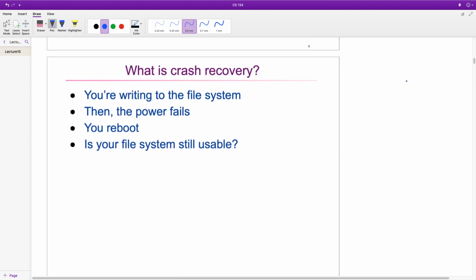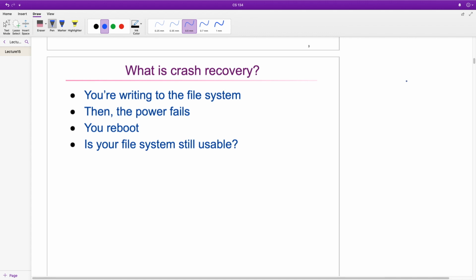So you're writing to the file system, power fails, you reboot, is your file system still usable? The case I described to you where we have an orphan file, not so bad. We just have a slightly smaller hard drive now, right? This is kind of one way to look at it. We have a little less capacity. But there are much worse things that can happen, right?